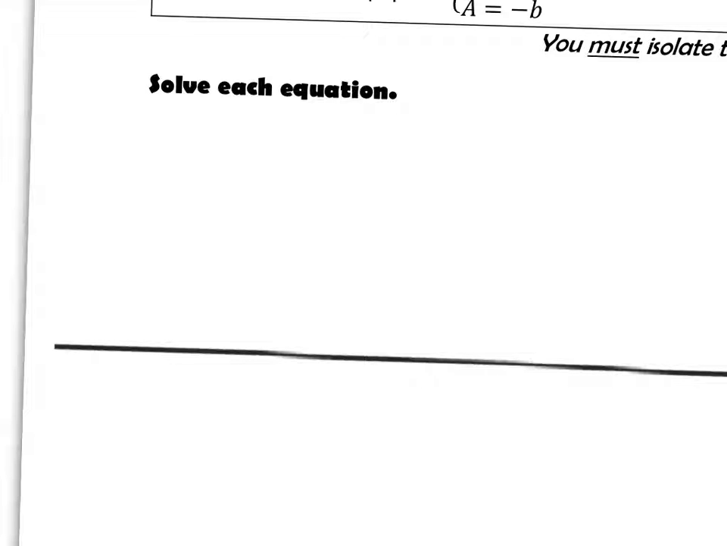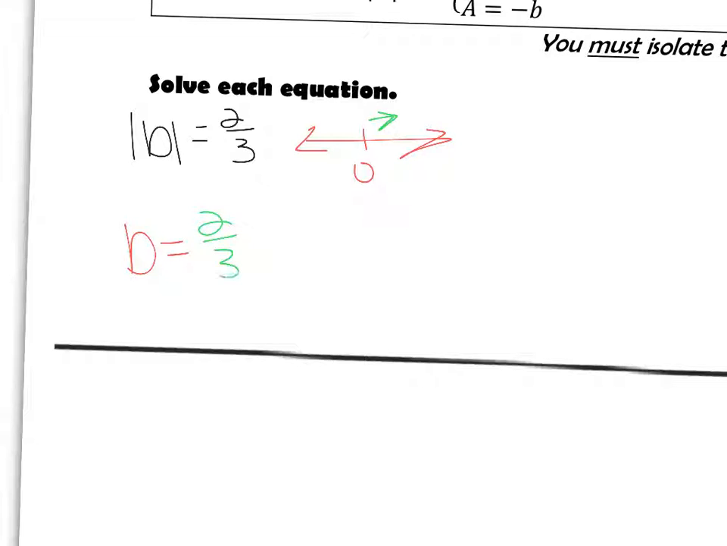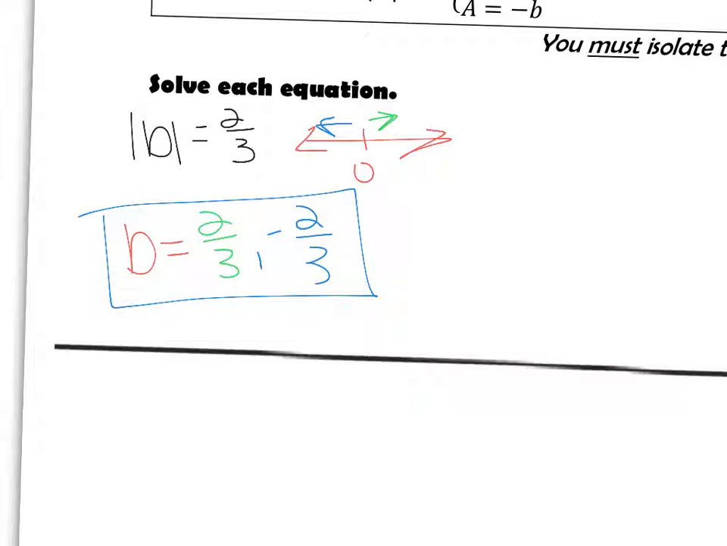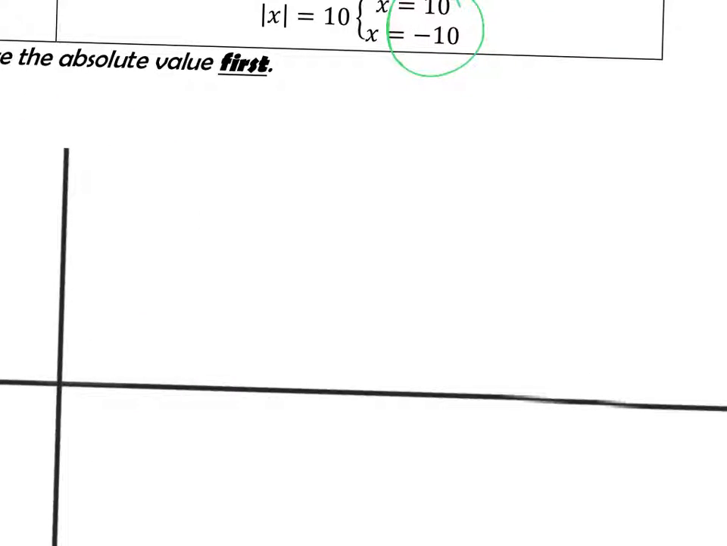So first one, let's look at this. If the absolute value of B equals 2/3, keep in mind this means that B is 2/3 steps away from 0. We don't have to do a graph, but sometimes it's nice to think about it. If I start at 0 and I go 2/3 to the right, I would end up at positive 2/3. So that's one of my answers. Or I could start at 0 and go 2/3 to the left and I'd end up with negative 2/3. So there's where your two answers come from, 2/3 and negative 2/3. These first ones are going to be pretty easy.